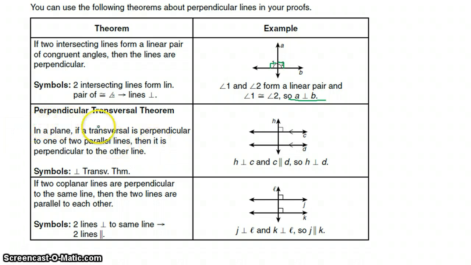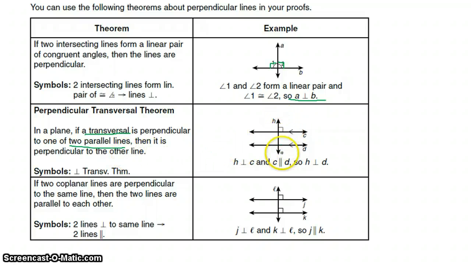Our next one is called the perpendicular transversal theorem. And it states that in a plane, if a transversal, so we brought that back, is perpendicular to one of two parallel lines, then it is perpendicular to the other line. So let's come over here and take a look.